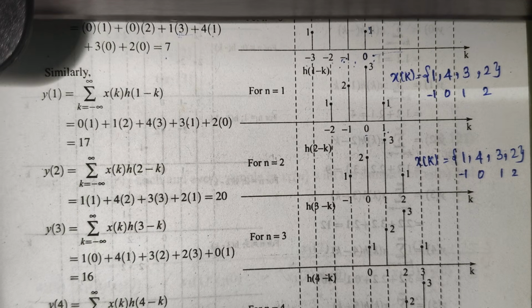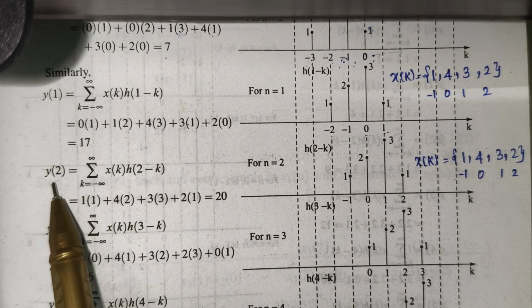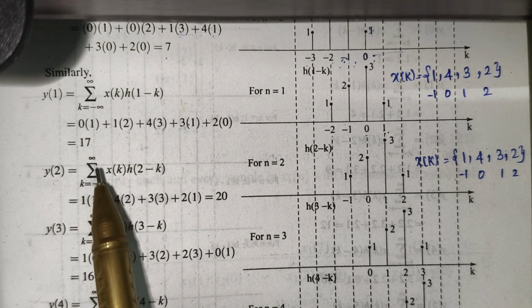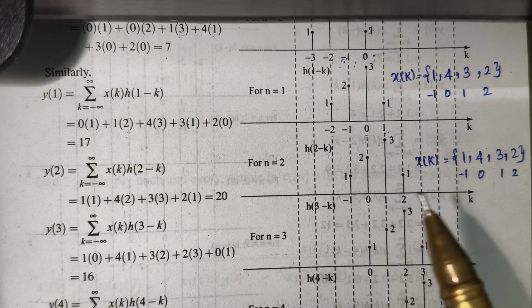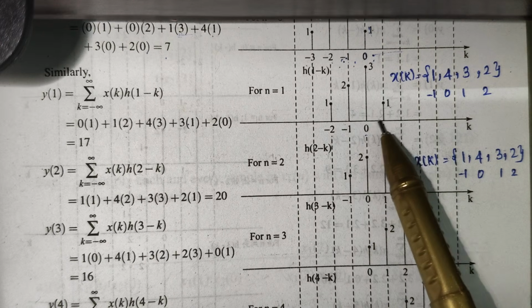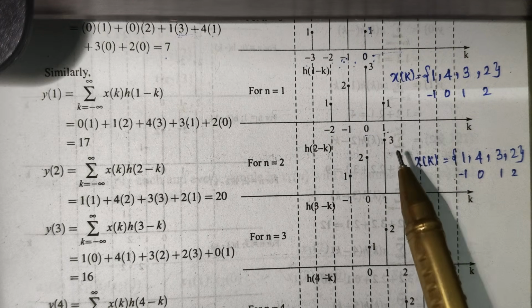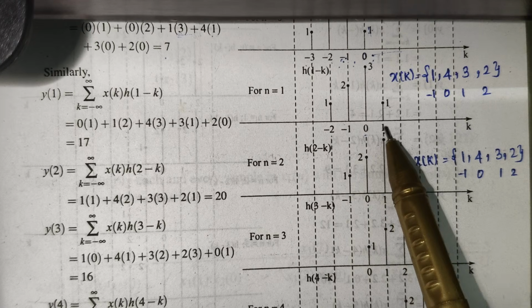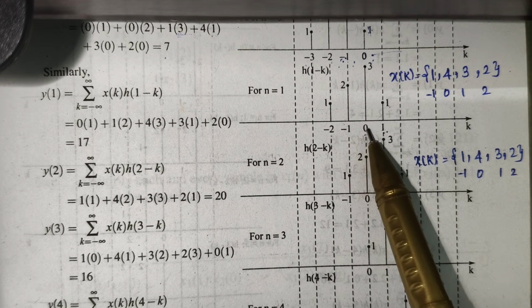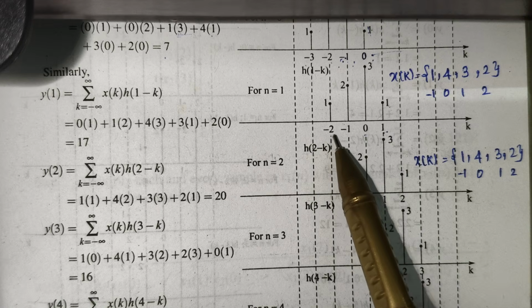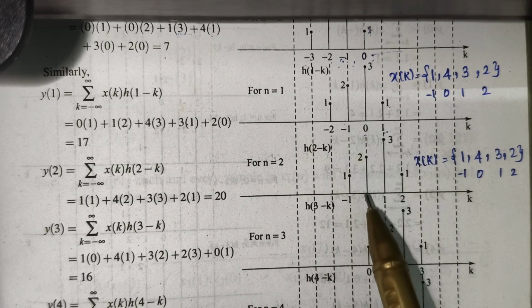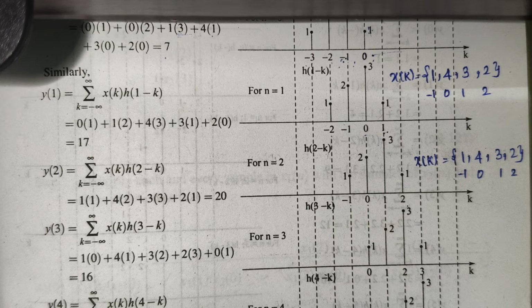Next, if I increment it another time, the index value will become y of 2. So summation k equal to minus infinity to plus infinity. Again, I am going to shift this signal to the positive side by one step. So 1 plus 1 will become 2, 0 plus 1 will become 1, minus 1 plus 1 will become 0, minus 2 plus 1 will become minus 1. So this will be the resulting signal after I shifted one time.